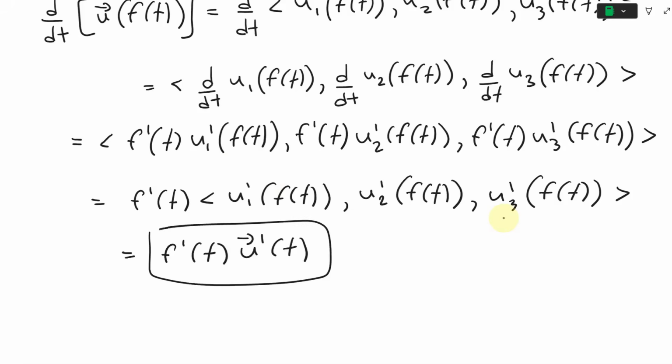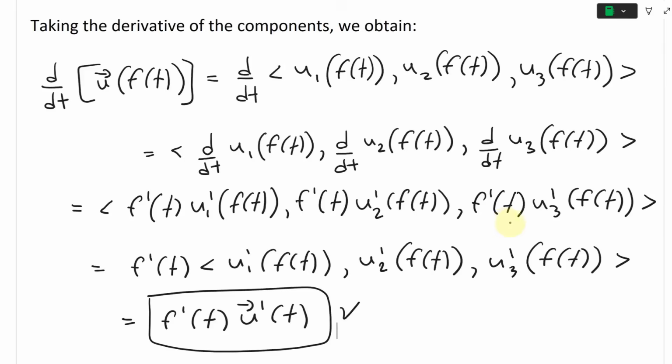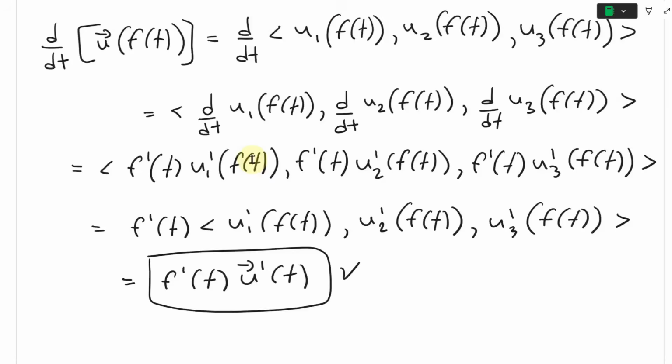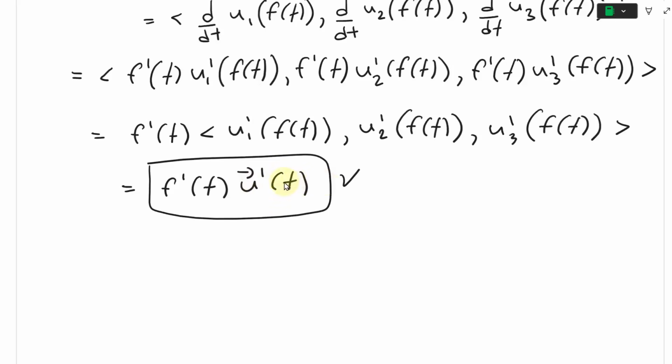There it is, and that is it. That is exactly what we had here. So there's the chain rule, again as a counterpart with vector functions. Absolutely fascinating stuff there.